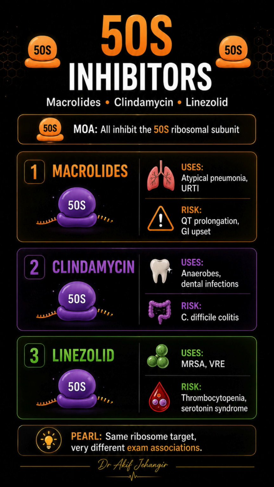Now let us move from the cell wall to protein synthesis, starting with the 50S inhibitors. The important 50S drugs in this reel are macrolides, clindamycin, and linezolid. Macrolides, like azithromycin, are useful for atypical pneumonia and upper respiratory infections, but remember QT prolongation and GI upset. Clindamycin is useful for anaerobes and dental infections, but the classic risk is C. difficile colitis. Linezolid is useful for MRSA and VRE, but remember thrombocytopenia and serotonin syndrome. So although these drugs share the 50S ribosomal target, their clinical associations are very different.